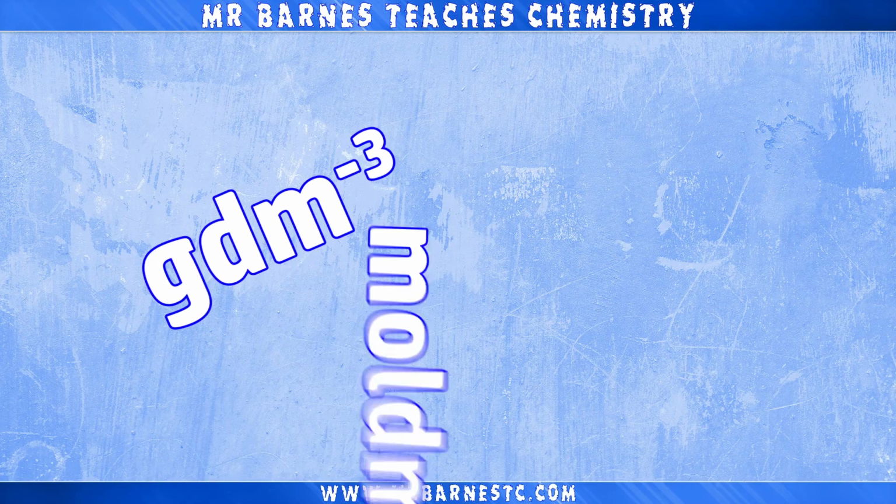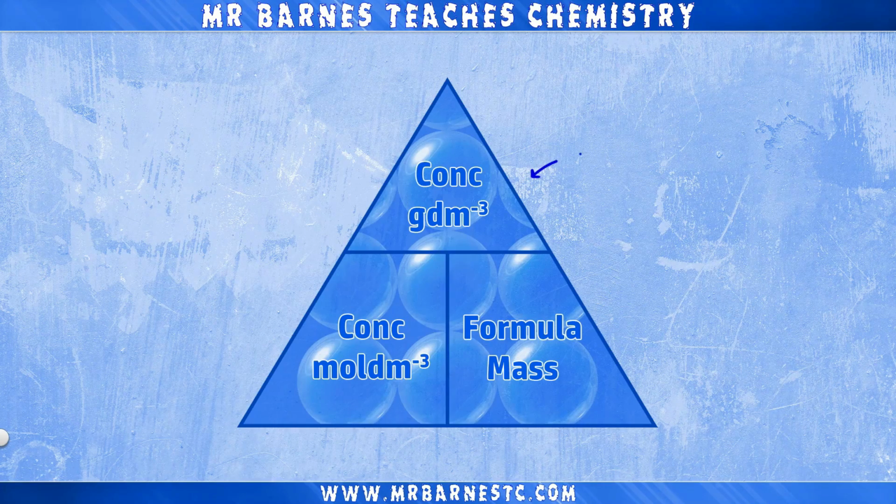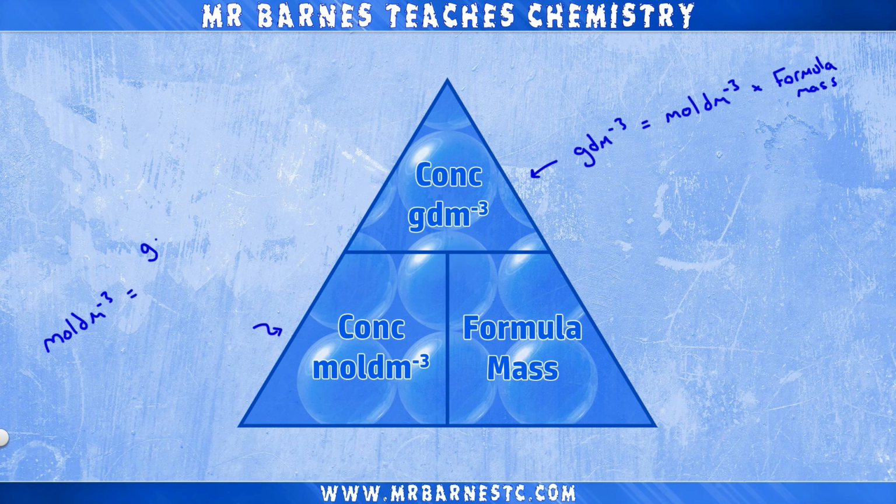Right, how do you convert between grams per decimeter cubed and moles per decimeter cubed? To start off with, you need to learn this triangle. This shows you that to convert to grams per decimeter cubed, you need to multiply the concentration in moles per decimeter cubed by the formula mass, which hopefully you can remember is just the addition of all the atomic masses. It also shows you that to convert to moles per decimeter cubed, you need to divide the concentration in grams per decimeter cubed by the formula mass.